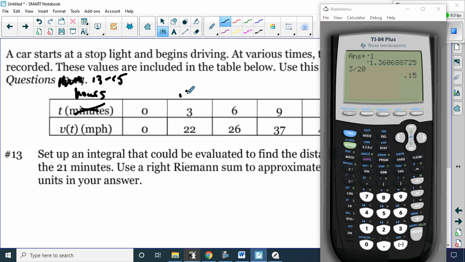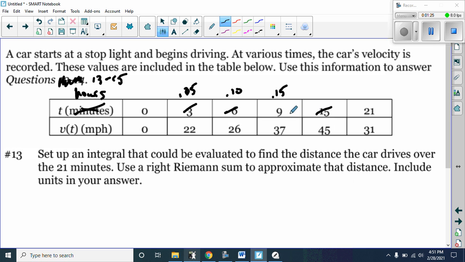That gives me 0.05 hours. 3 divided by 60, sorry. 6 divided by 60 here, we've got 0.1 hours. 9 divided by 60, and so on. 0.15 hours, 0.25 hours, 0.35 hours. So divide all your times by 60, that's 0 hours. Now our units match up, which is what we want.